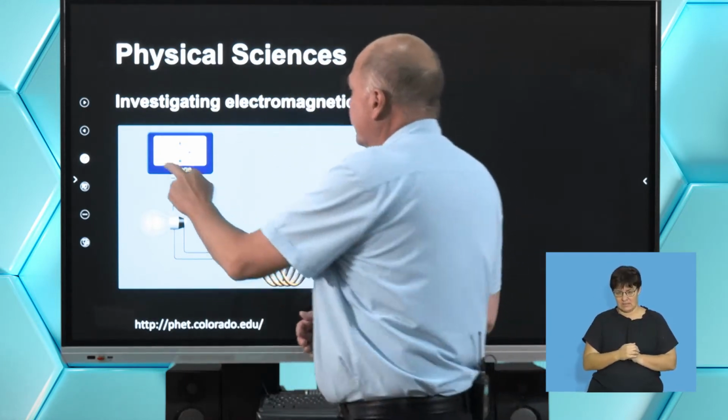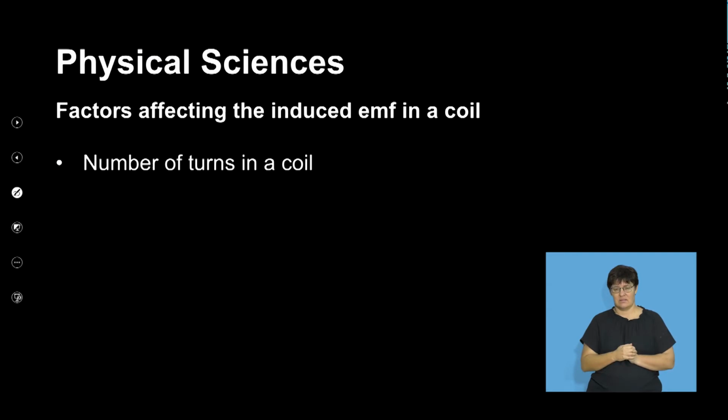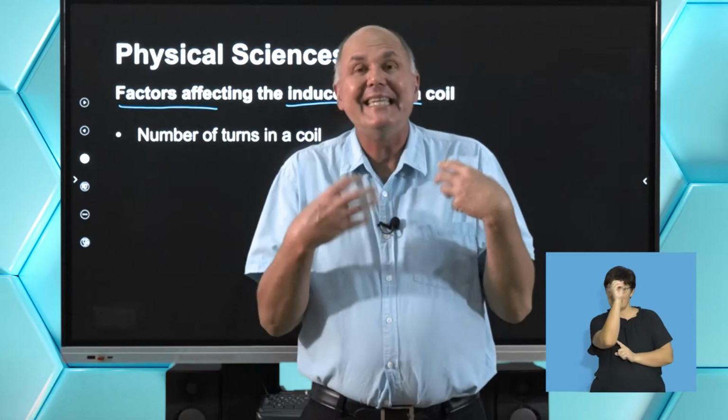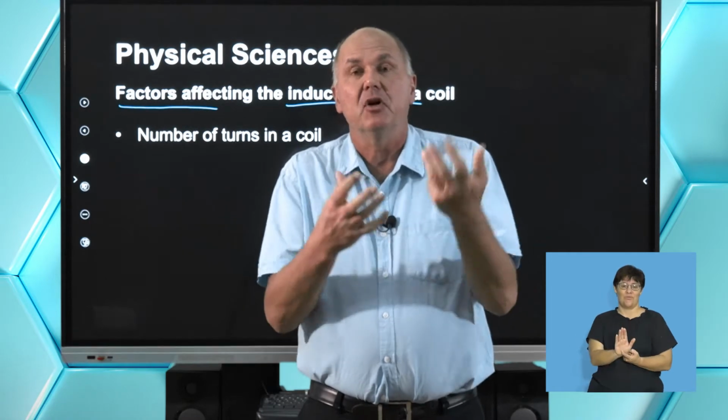The ways of trying to explain what's actually happening. So let's summarize some of what we've seen. The first thing that I wanted us to look at is, what are the factors that affect the induced EMF in a coil? Now, at this stage, I'm just using the shining light bulb as an indication of how strong the EMF is.